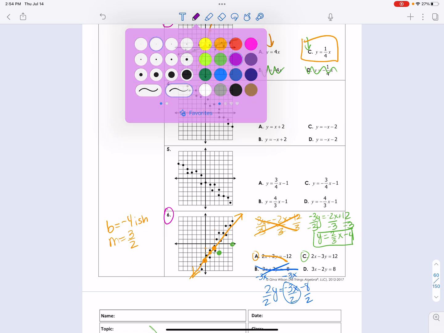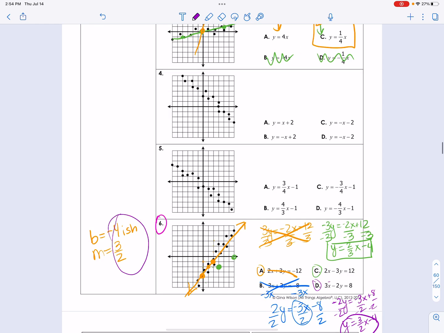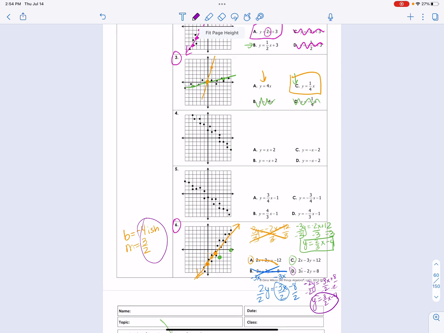So then I'm going to go to D. So I'm going to minus 3x, and I get negative 2y equals negative 3x plus 8. Divide by a negative 2, and I get y equals 3/2 x minus 4, which is what I got over here, 3/2 x minus 4. So the answer is D, and I did that just by estimating.